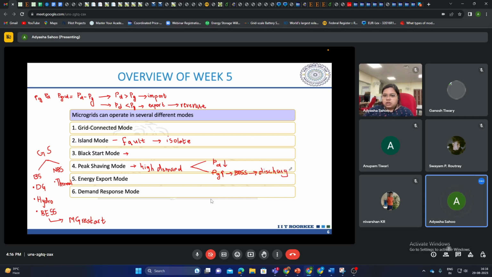Then we have energy export mode. When can the microgrid export energy? We'll discuss here. Obviously, when we have excessive generation compared to the loads, and then we can get payments.